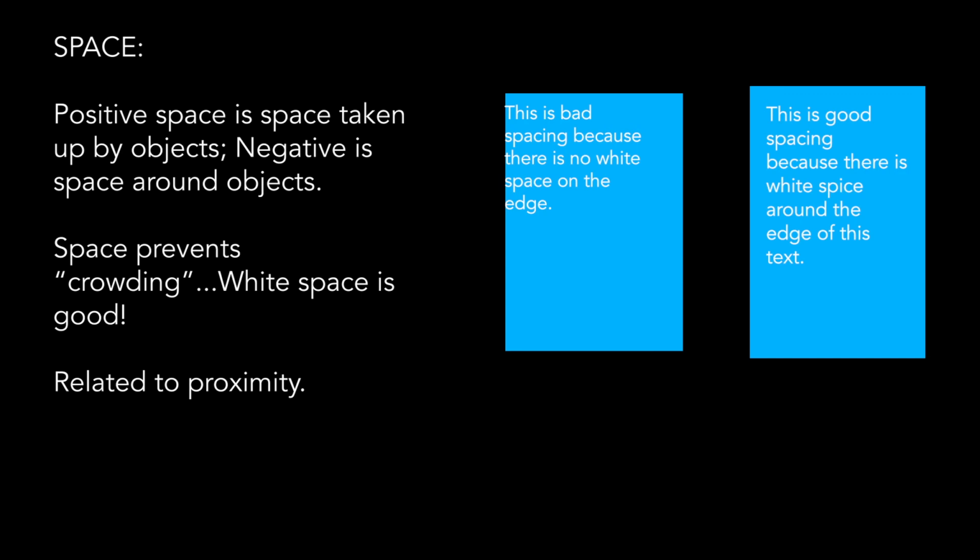Positive space is space taken up by objects. Negative space is space around objects. Space prevents crowding. White space is good. And space is related to proximity. The example on the left is an example of bad spacing. The text is on the left side of the box and there's no spacing around it. On the right, that is good spacing because there's white space around the edge of the text.